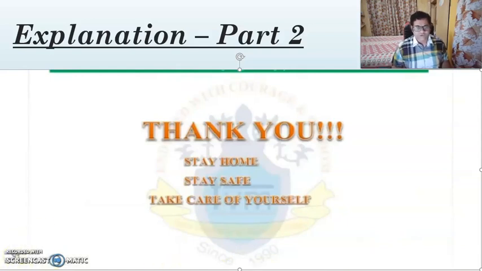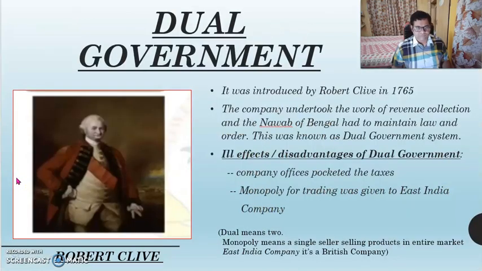Okay students, now you have heard the explanation of part 2. It was very nicely explained. So now I will give you a summary of what we have learned today. Firstly, dual government. It was introduced by Robert Clive in 1765. This is Robert Clive, the original picture. The company undertook the work of revenue collection, and the Nawab of Bengal had to maintain law and order. This was known as the dual government system. Dual means two. Two systems of government were there.